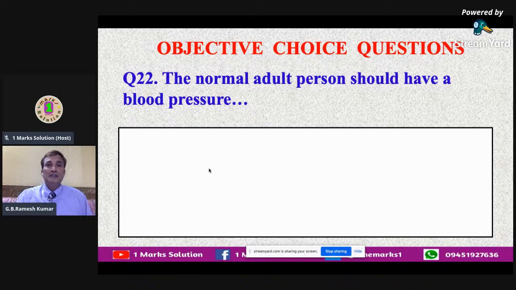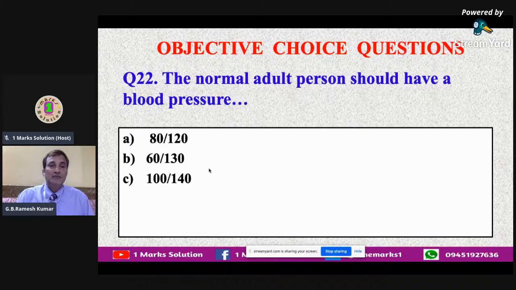The normal adult person should have a blood pressure of 80 by 120, 60 by 130, 100 by 140, 40 by 120? So we are discussing blood pressure, which yoga will help to reduce. Certain asanas reduce the stress level, and that will help to reduce the blood pressure. So we want to discuss the blood pressure also. So that is 80 by 120.